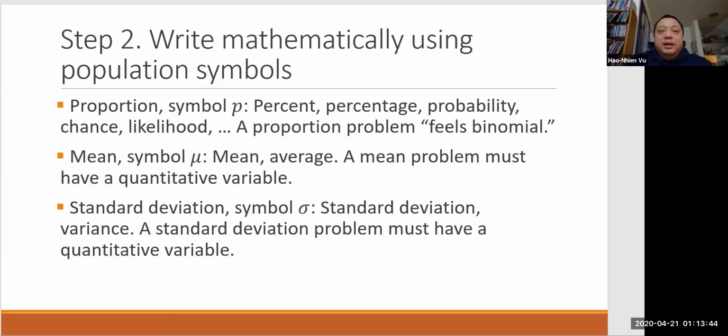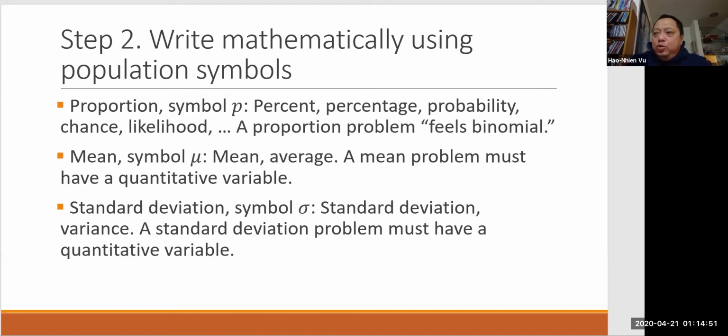Step 2, write the claim mathematically using population symbols. Do not use sample symbols. For example, for the mean, use mu. Do not use x bar. One of the harder questions when you're just starting out is to figure out what parameter is being tested. So words like percent, percentage, probability, chance, likelihood, those will indicate that the parameter is a proportion. A proportion also feels binomial because you're either in the proportion or you're not in the proportion. So it feels like a binomial problem where you have a success and a failure.